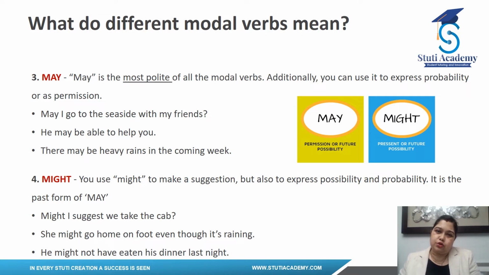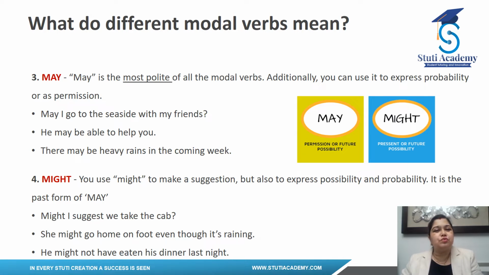He may be able to help you. Now here, what this may is doing? He may be able to. So this may is a probability. I still don't know whether he can or cannot. He may be able to. Okay, a probability. There may be heavy rains in the coming week. So again, probability. I don't know yet. I haven't seen the forecast, so I can't say with certainty, but there may be heavy rains in the coming week.